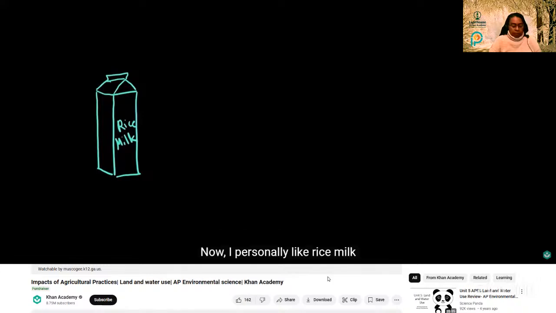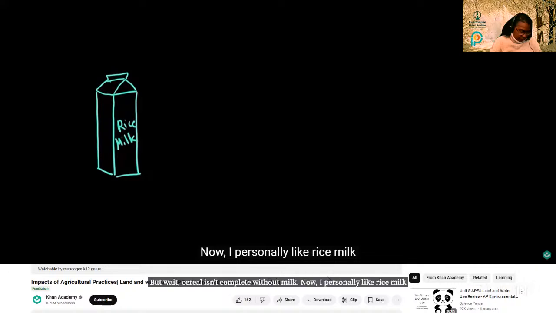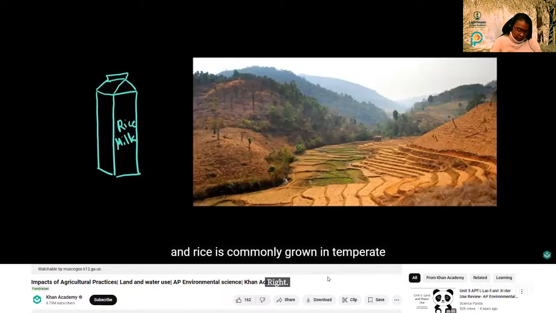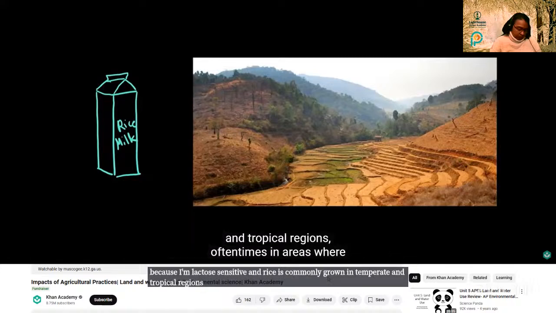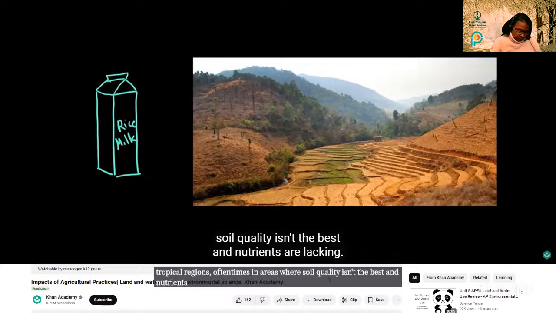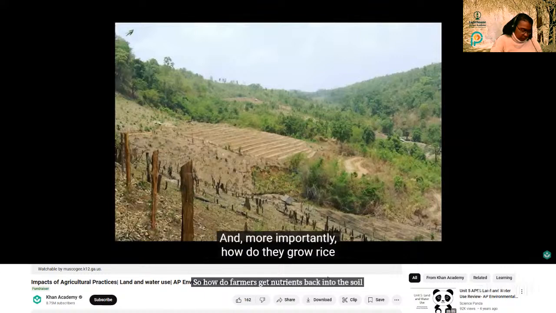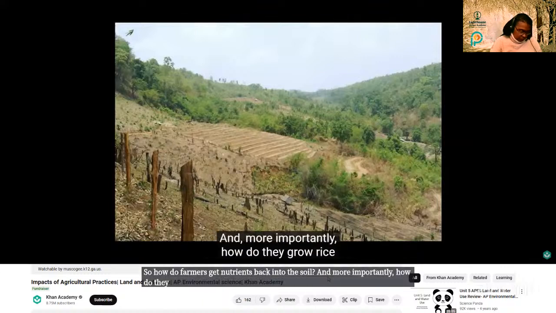Now, I personally like rice milk because I'm lactose sensitive, and rice is commonly grown in temperate and tropical regions, oftentimes in areas where soil quality isn't the best and nutrients are lacking. So, how do farmers get nutrients back into the soil? And more importantly, how do they grow rice for my rice milk at breakfast?